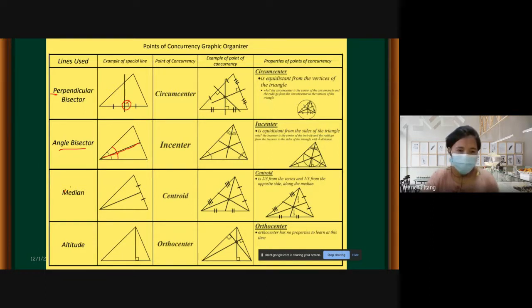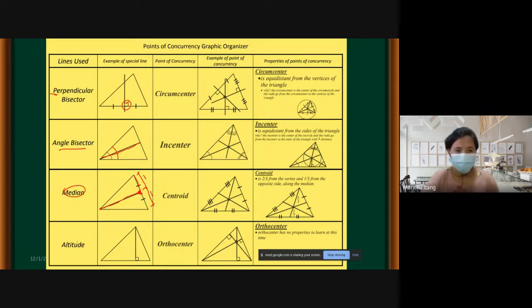So we also have the median. For the median, if we go from one vertex to the base of the triangle, then this line here is divided into half. Let's say the length of this line from here to here is 1. Then the length from here to the other side is 1. So the median is located in this portion here.